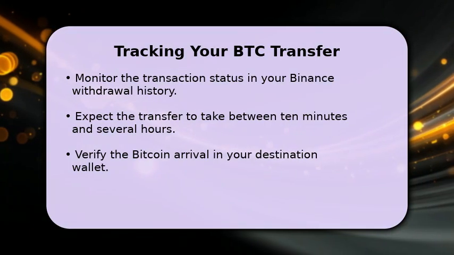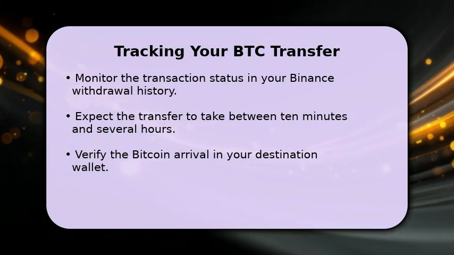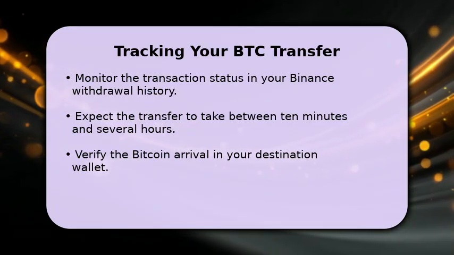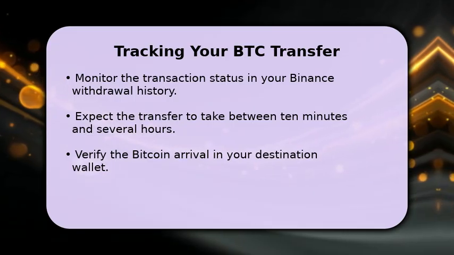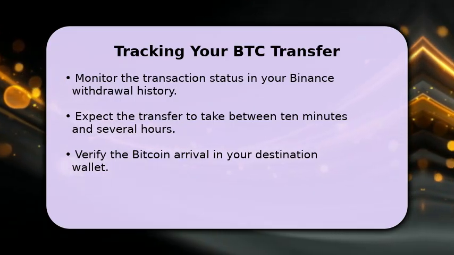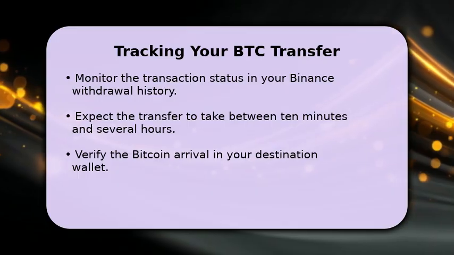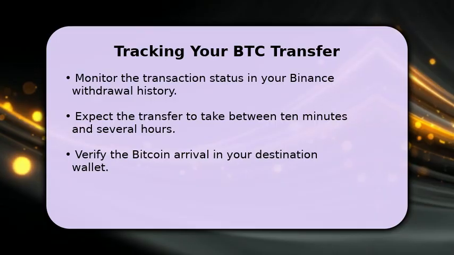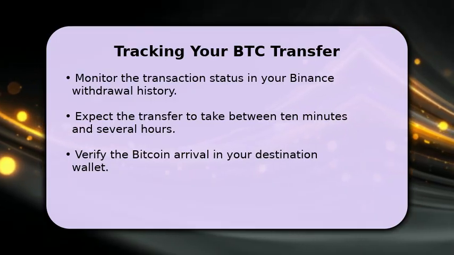After confirming, you can track the status of your Bitcoin transfer in your Binance withdrawal history. Bitcoin transactions typically take anywhere from 10 minutes to several hours to confirm, depending on network congestion. Once the transaction is confirmed on the blockchain, your Bitcoin will appear in your destination wallet.